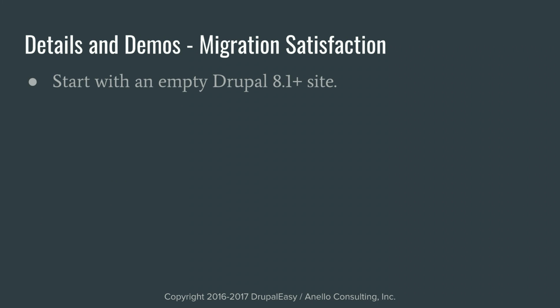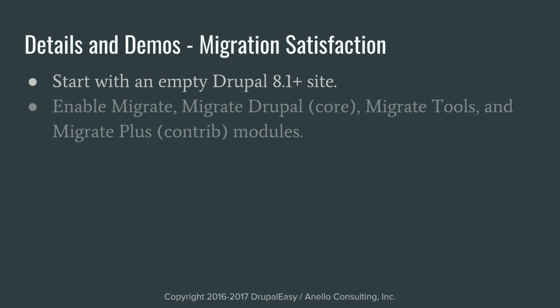Okay, so migration satisfaction. We're closing in on the end of the overview. In a minute, we're going to be into the code part of this. And this goes for 8.2 as well, but everything I'm saying works for 8.1. So migration satisfaction: we want the core stuff, and Migrate Tools, which gives us our drush commands, very similar to D7. Drush migrate import, drush migrate rollback, drush migrate status.